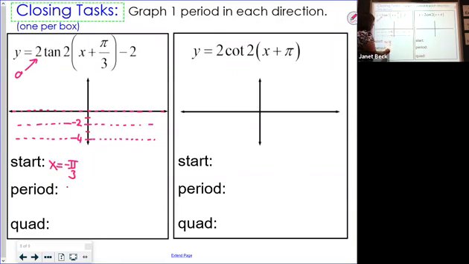The period should be pi, but it's being compressed by 2. Pi divided by b, not 2 pi divided by b. So my step length for the quadrant is going to be 1/4 of that. So that's pi divided by 8. Oh, good grief. I wish I wasn't doing this one.